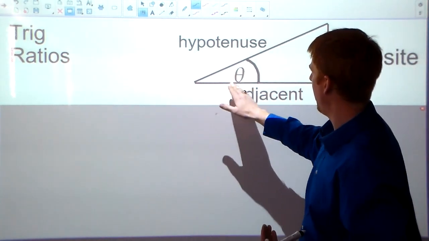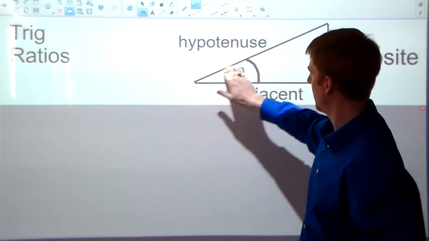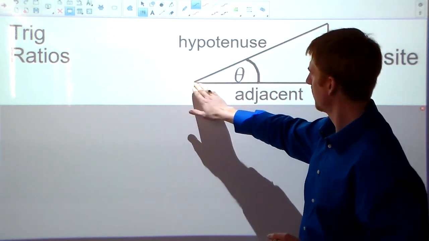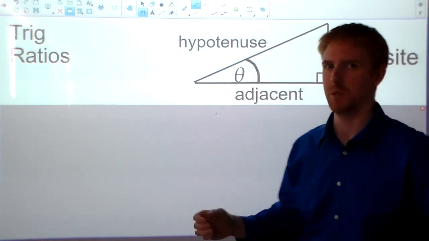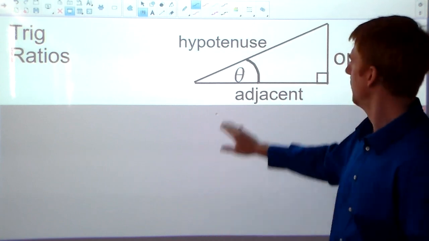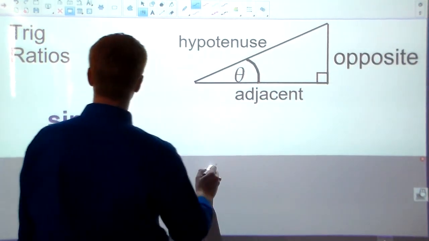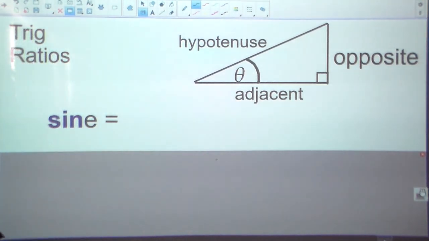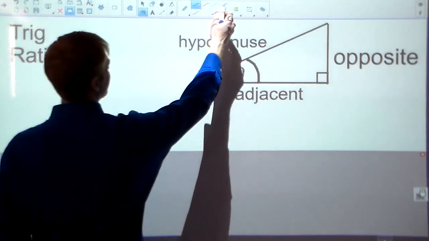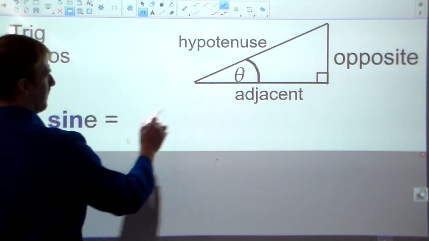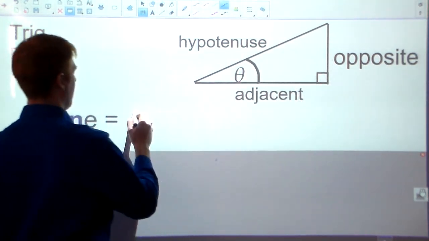Because any angle you have, it's going to definitely touch the hypotenuse, and it's got to be touching one other side. So again, if it touches that side, it's adjacent. If it doesn't touch it, it's opposite. And then here are your ratios: sine, cosine, tangent. So the first one is sine, and that's going to be opposite over hypotenuse.